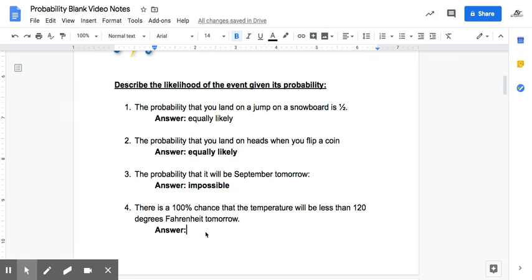Number 4, there is a 100% chance that the temperature will be less than 120 degrees Fahrenheit tomorrow. Well, let's think about that. Am I going to wake up tomorrow and the temperature outside is going to be less than 120 degrees? Yeah, absolutely. If it was that hot, that would not end well. So yes, there is a 100% chance that the temperature will be less than 120 degrees Fahrenheit tomorrow. So this has a certain likelihood. It is definitely going to happen.